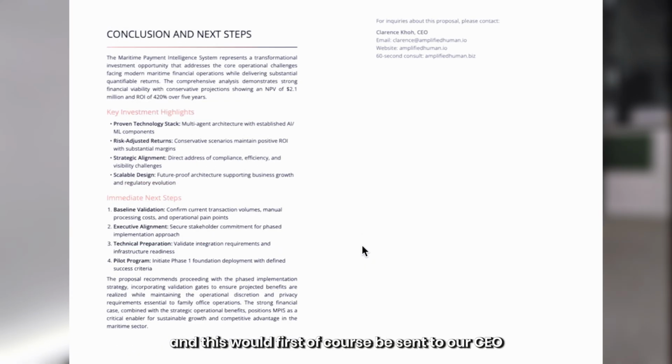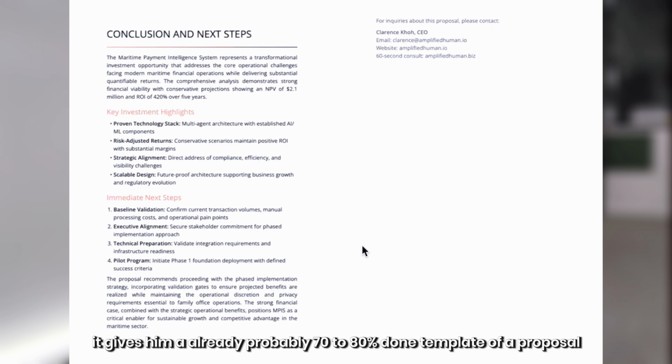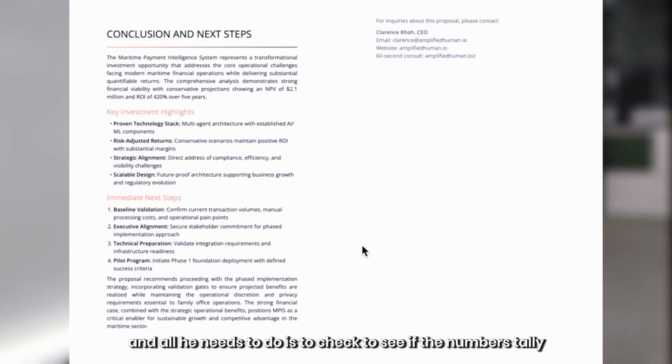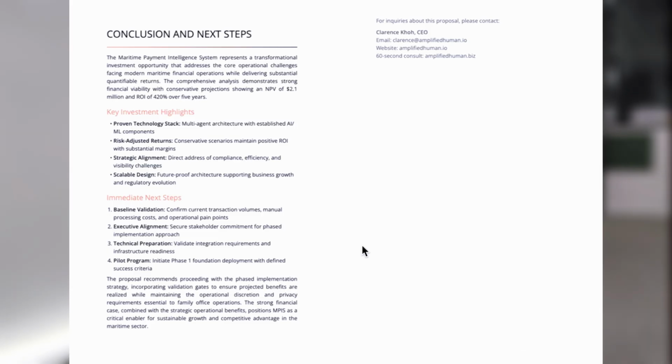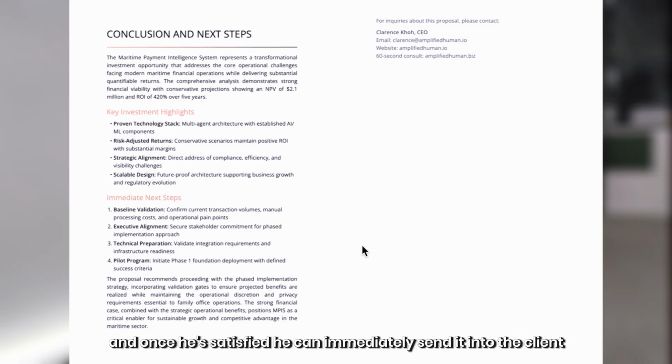And this would first, of course, be sent to our CEO. It gives him already probably a 70 to 80% done template of a proposal. And all he needs to do is to check to see if the numbers tally. And once he's satisfied, he can immediately send it to the client.